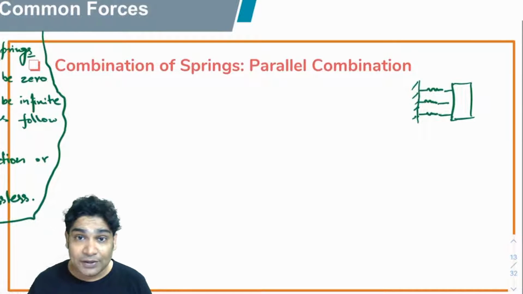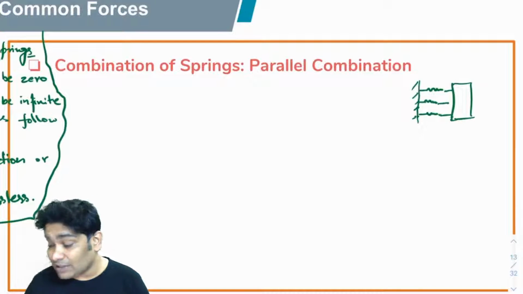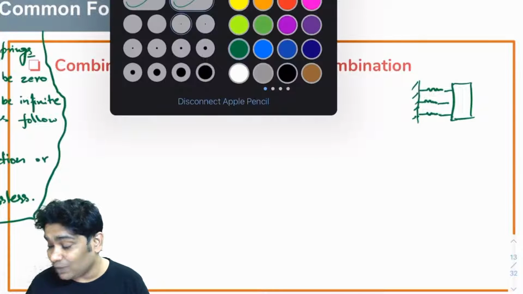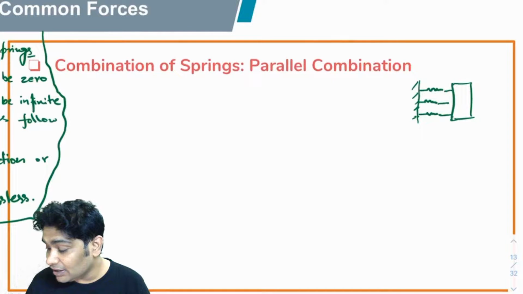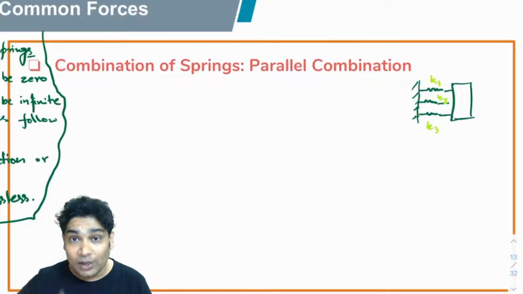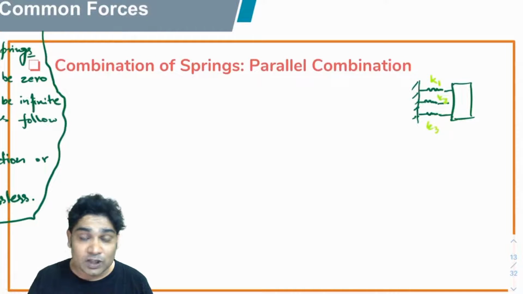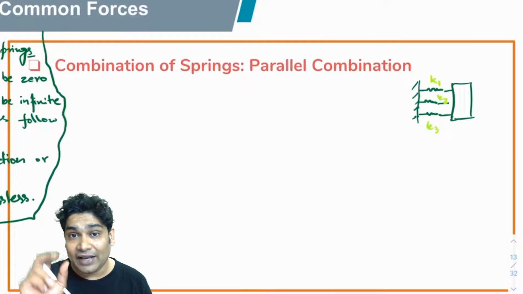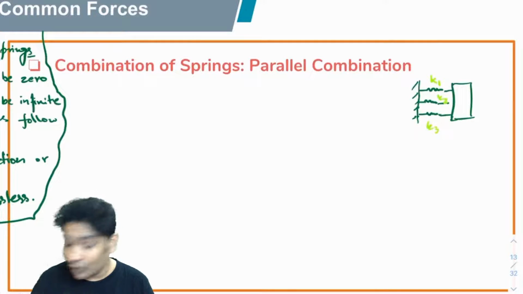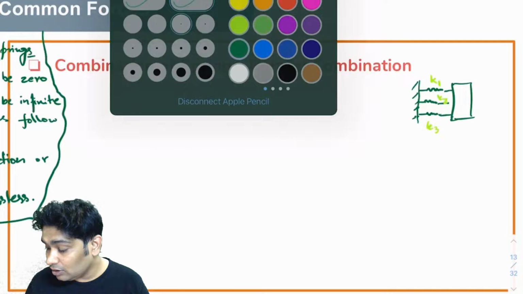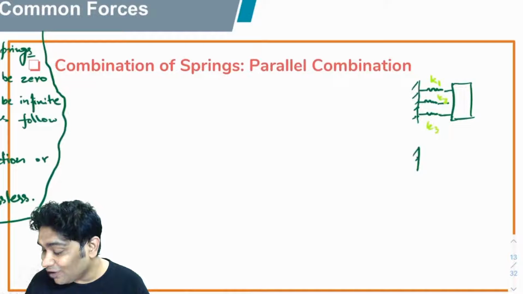So now this is what you call parallel combination. So let's imagine that all these three springs have some spring constants. Let's call the spring constant of this K1, let's call this K2, and this has a spring constant K3. Now, when I want to find an equivalent spring constant, what I mean is that instead of all these three different springs, what if I could combine them into one spring, and what should be the K of that spring?